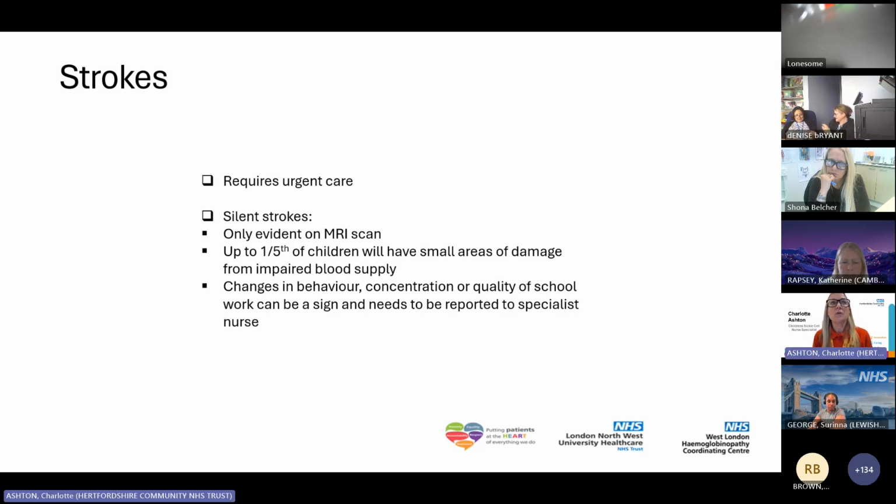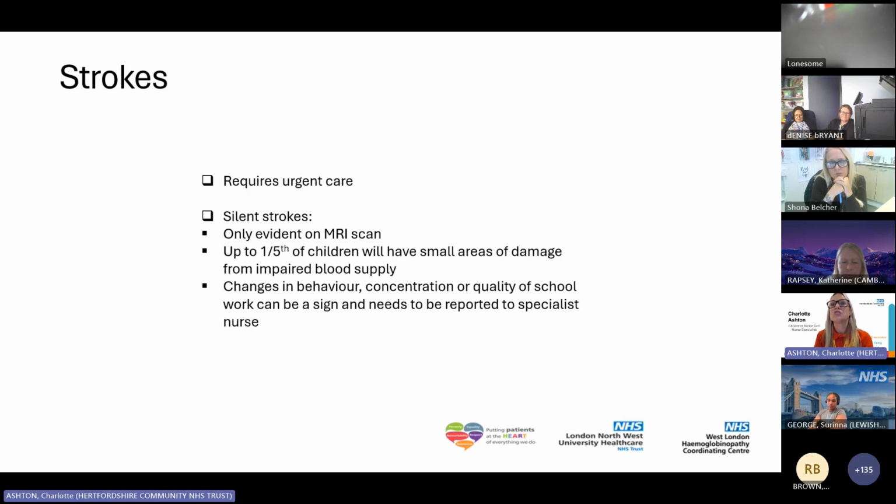We talked about strokes being a complication of sickle cell. So children are at an increased risk of having stroke. And as Leanne said, all our children who have sickle cell anemia have a transcranial Doppler, so an ultrasound scan of their brain from the age of 2 to the age of 16 to assess their risk of stroke. But some children will have silent strokes, and this can't be picked up by this ultrasound.